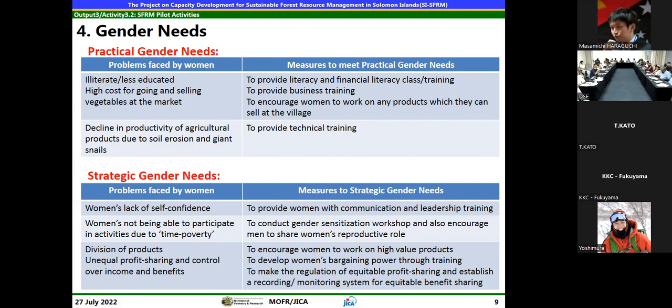For strategic gender needs, the problem we can find is women's lack of self-confidence. So it's really good that communication and leadership training for women is already done, pushing other women from those communities to build their confidence. Women are not able to participate actively due to time poverty. So they can attend gender sensitizing workshops as well.